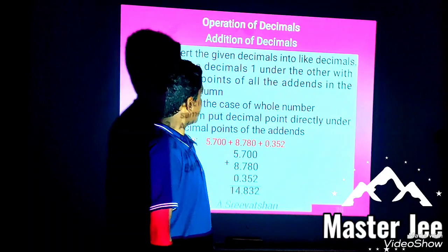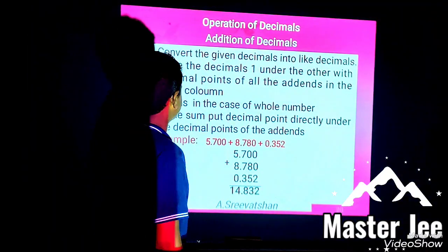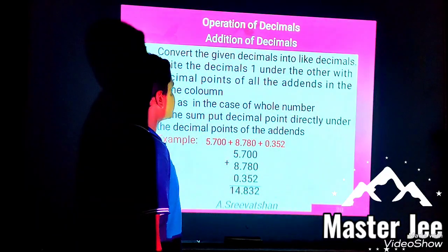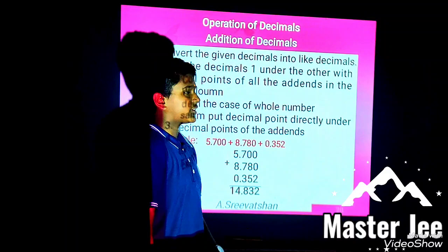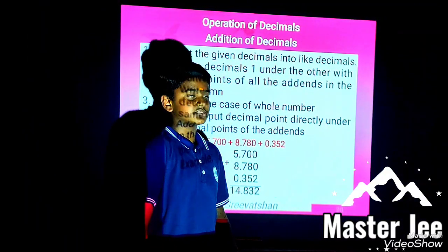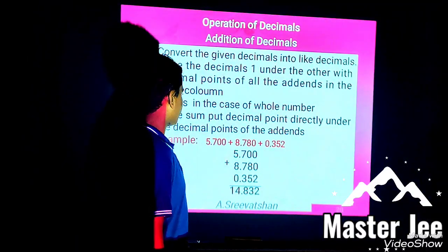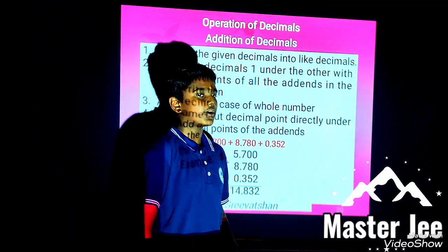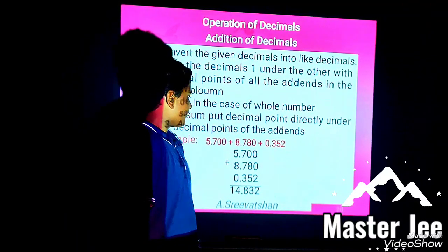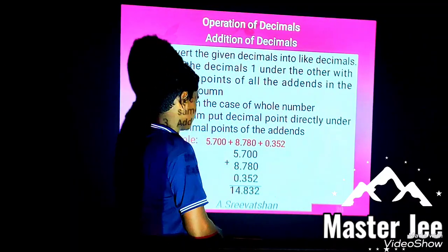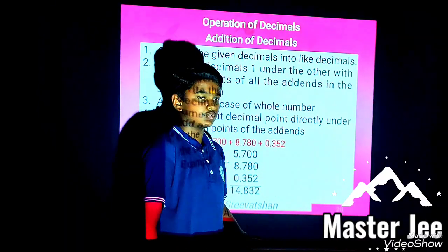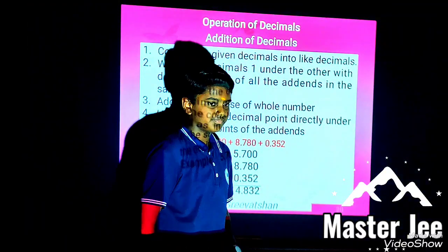Operation of decimals. Addition of decimals. Convert the given decimals into like decimals. Write the decimals one under the other with the decimal points of all the addends in the same column. Add as in the case of whole numbers. In the sum, put the decimal point directly under the decimal points. The sum is 14.832.